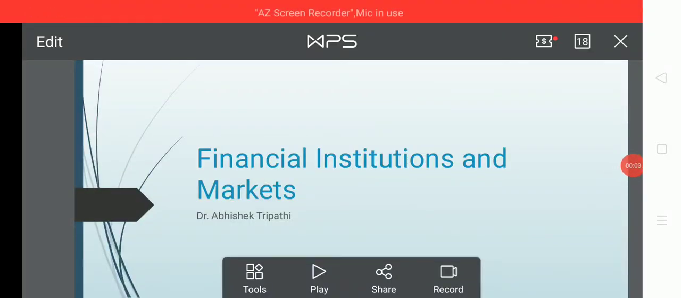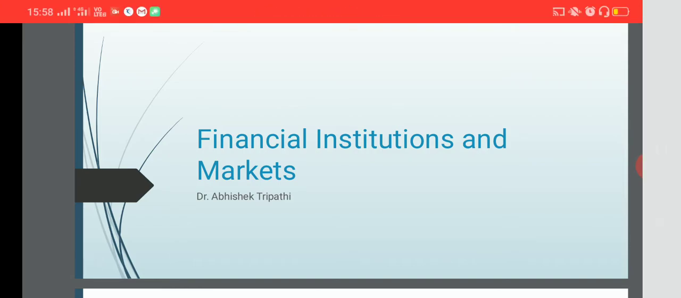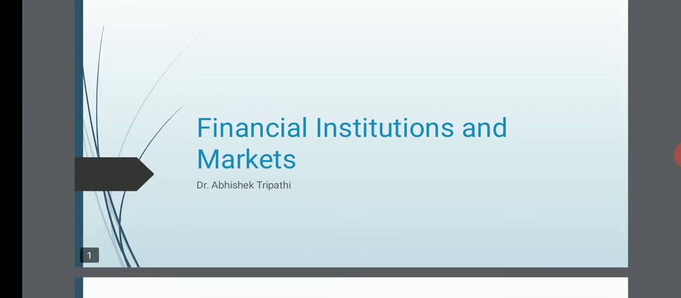Good afternoon, everyone. We'll start with banking specialization, the second subject in fourth semester of the MBA, that is Financial Institutions and Markets. This is the second subject we have. We've already completed Financial Risk Management.